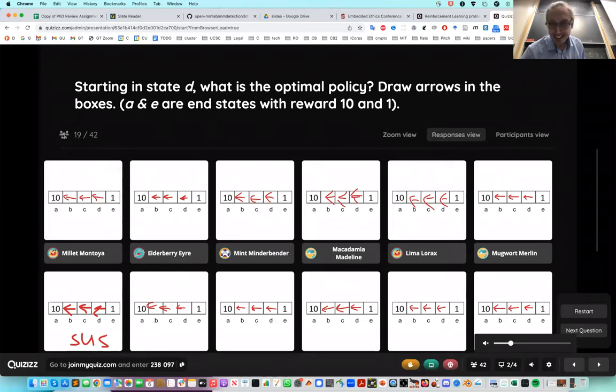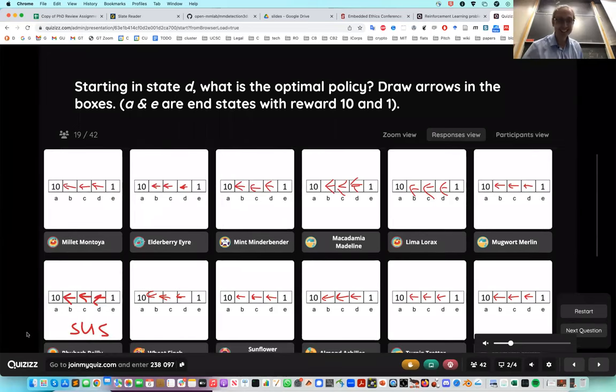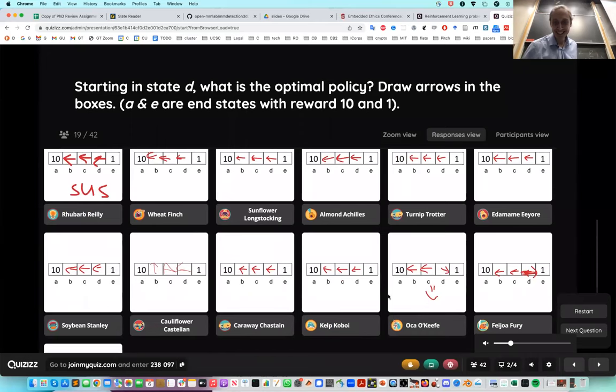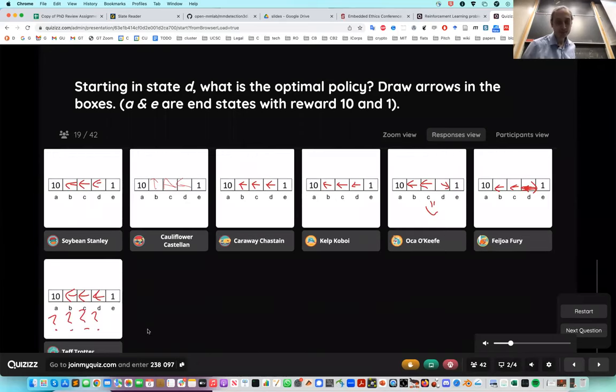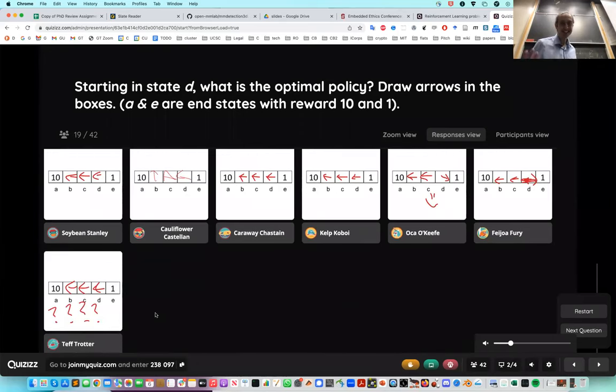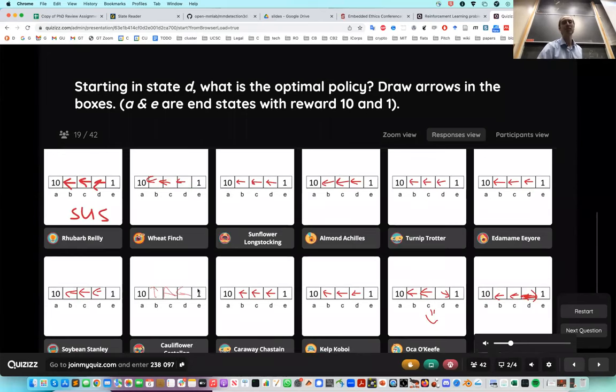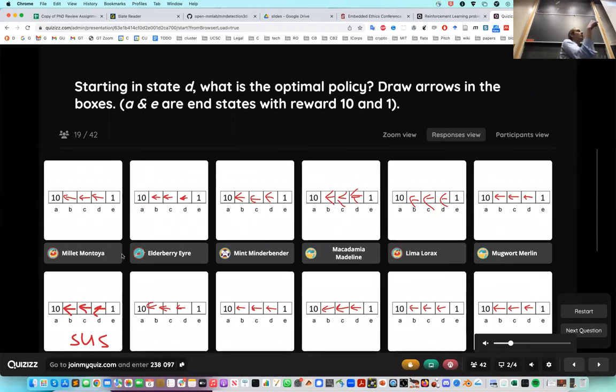So these are good. What does this mean? I see a happy face there. So there was a lot of uncertainty there. But that is correct. So in general, for this, yes, because you would go left from each of these states. You would go left because it's a higher reward at this point. That's why the optimal policy is to keep going left towards the bigger prize.